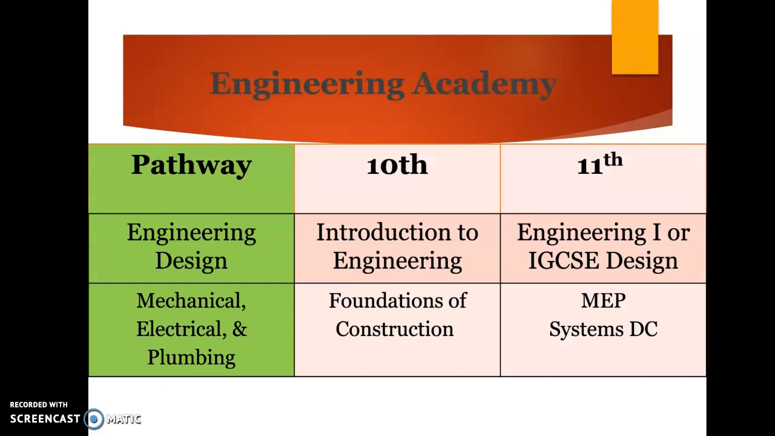Now that you've selected your academy, you'll be choosing the first course in your academy pathway. If you've chosen the Engineering Academy and the pathway Engineering Design, your first pathway class will be Introduction to Engineering. If you've selected the Mechanical, Electrical, and Plumbing pathway, you'll select Foundations of Construction for your first 10th grade pathway course.